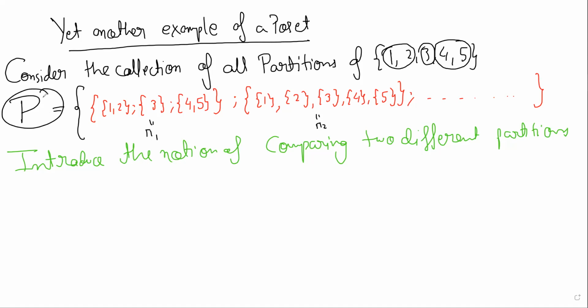So any ideas as to how we can compare two partitions? Let's just think. So for example, these two only, pi1 and pi2, on what basis would you call some partition bigger than the other and so on? So how to compare? What should be the rule? Yeah. So you want a description.